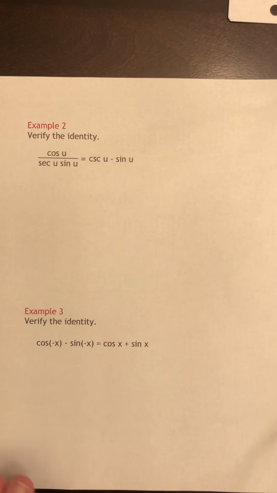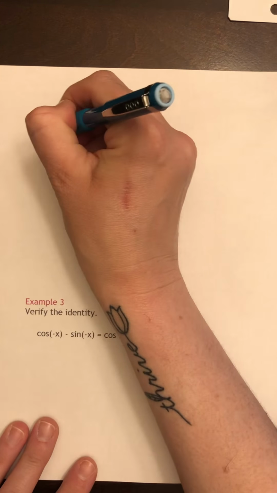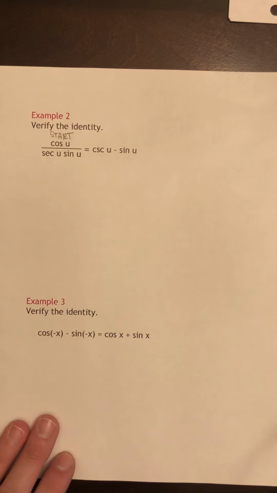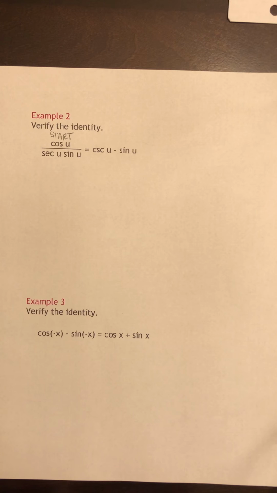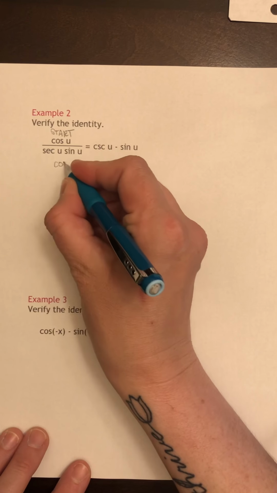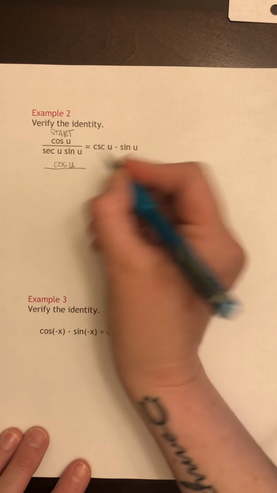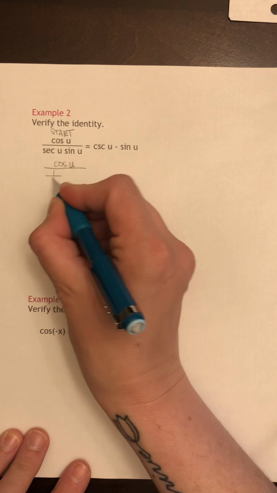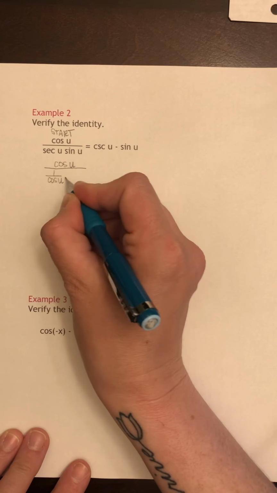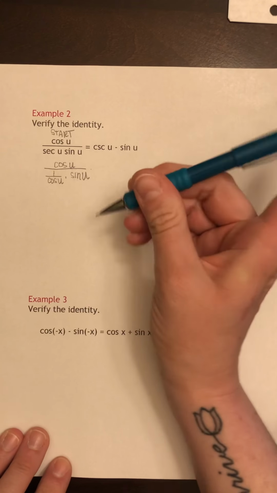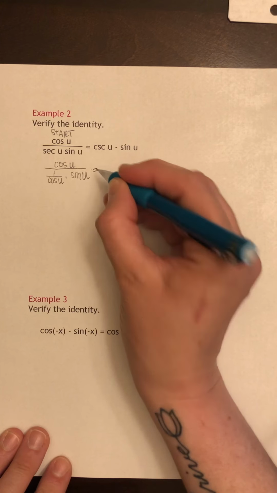All right, so example 2. To me, I think that the left side looks more challenging, so let's start there. You know what? I think honestly I'm just going to change things to sines and cosines, because I already have some sines and cosines. So I'm going to keep my numerator the same. I'm going to change secant u, because I know it's the reciprocal of cosine, so I'm going to turn that into 1 over cosine u, and I'm going to keep the sine u the same. So really I only changed just the secant.